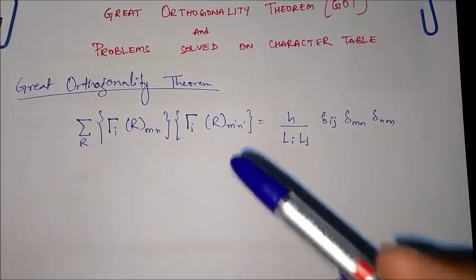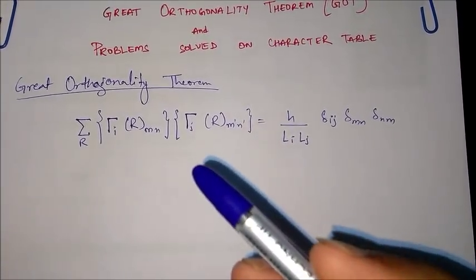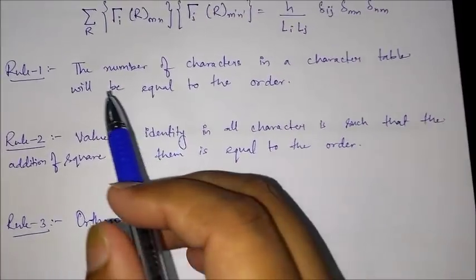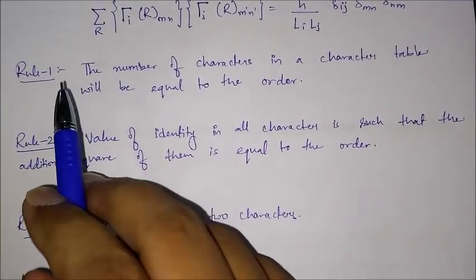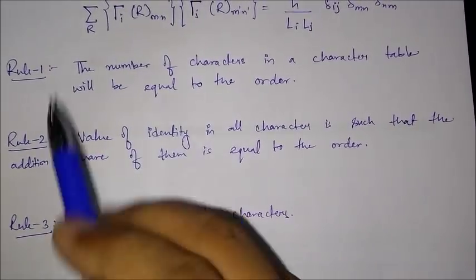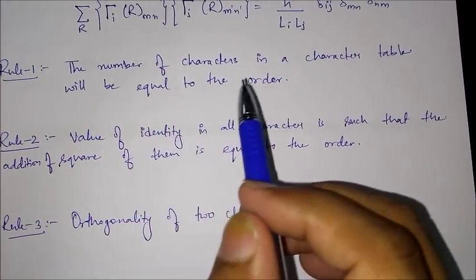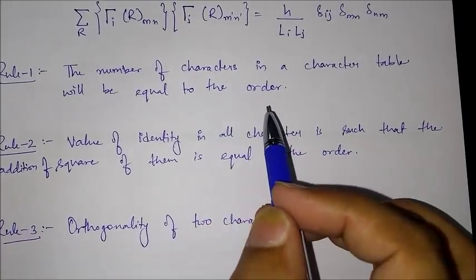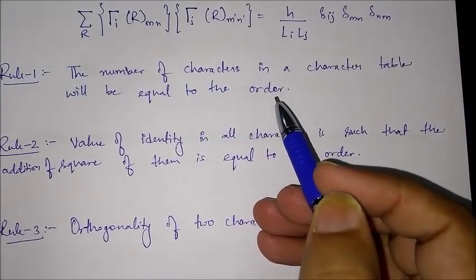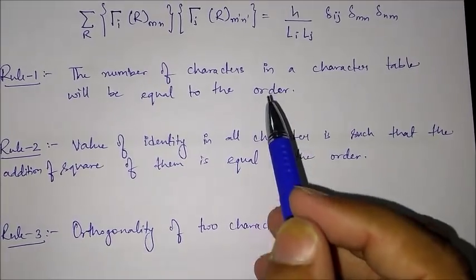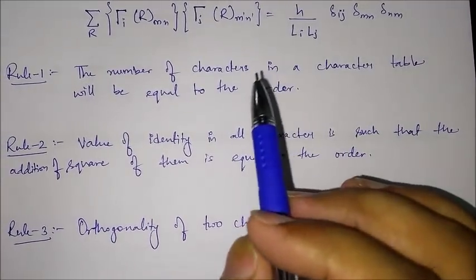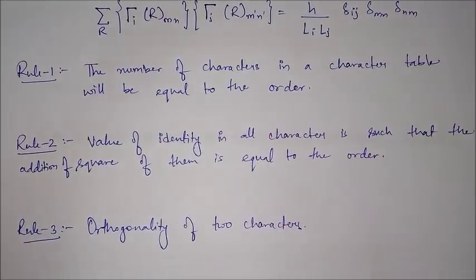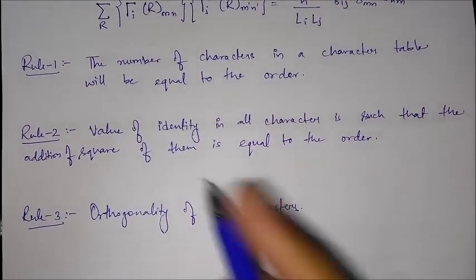But the important thing is the rules. One by one we will talk about the rules here, so without wasting much time, let's quickly go through them. The first rule of the Great Orthogonality Theorem says that the number of characters in the character table will be equal to the order. It depends on which character table you are taking, on which point group. The order of that point group will determine how many characters are required for that character table. This is just the beginning.